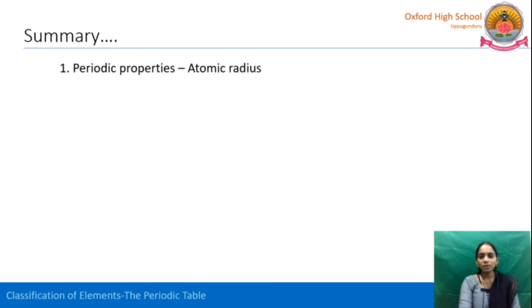Today we learned about atomic radius, the periodic property, and how it varies in periods and groups. Atomic radius increases in a group from top to bottom, whereas in a period from left to right it decreases because of the greater nuclear force of attraction. And we learned about ionic radius also. Compared with their neutral atoms, cations are smaller in size and anions are bigger in size.